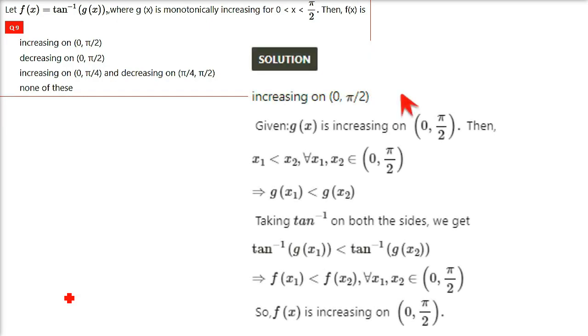Now I'd like to show why it is increasing in 0 to pi by 2, which is the answer here, the first one. The first option is the correct answer here. So this diagram plays a very important role in the solution, right?